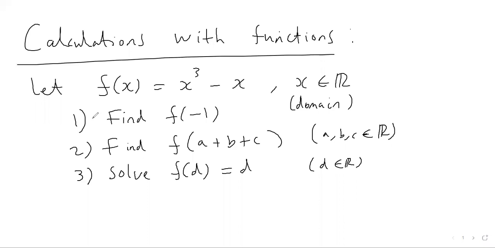So question number one, find f of minus one. The way we read it out loud, we say f of minus one. So we're evaluating the function at the number minus one. The same thing with question number two: evaluate the function f at the value a plus b plus c. So in other words, find f of a plus b plus c.